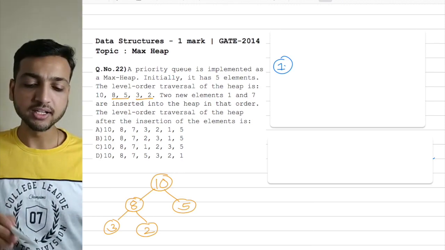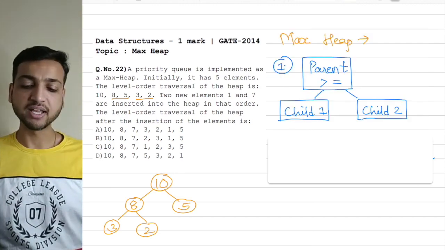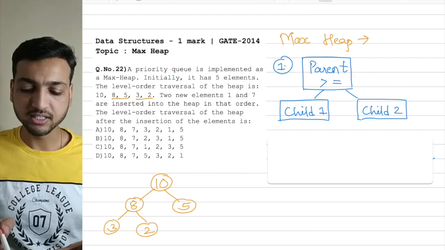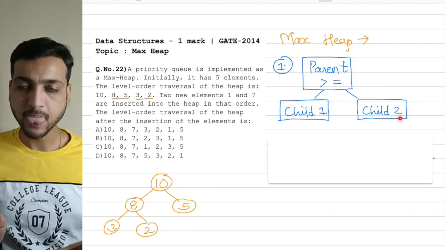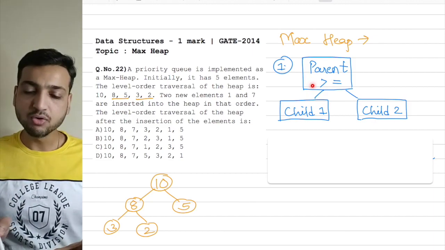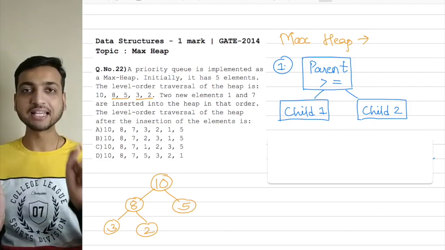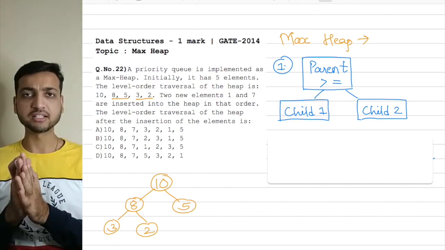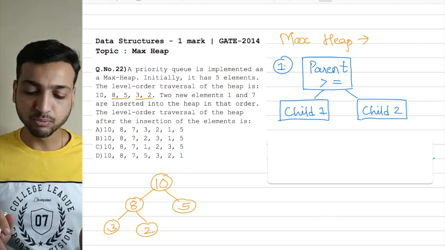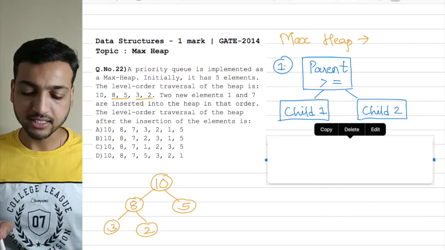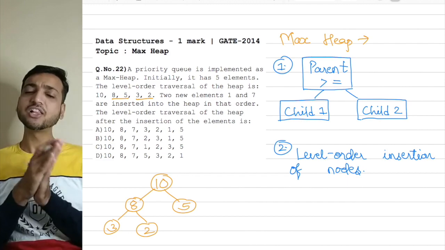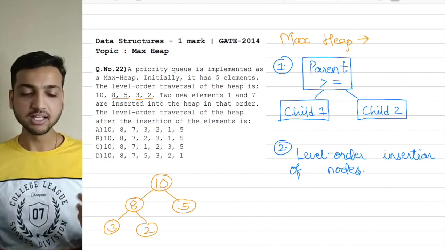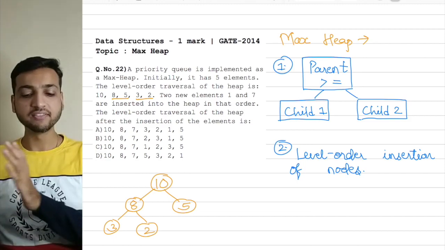Now before we go ahead, let's quickly see the definition of a max heap. So typically a max heap is something which has a parent and it has 2 children. It has only 2 children, and the value of the parent node is always greater than or equal to the value of its children nodes. That is a typical property of a max heap. It is always maintained. And there's one more property of a max heap, and that is there is always a level order insertion of the new nodes. So whenever the new nodes are added, they're always added in the level order.